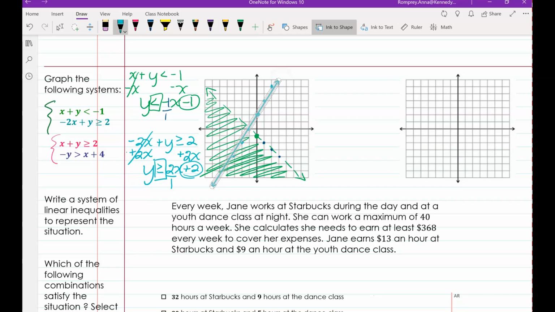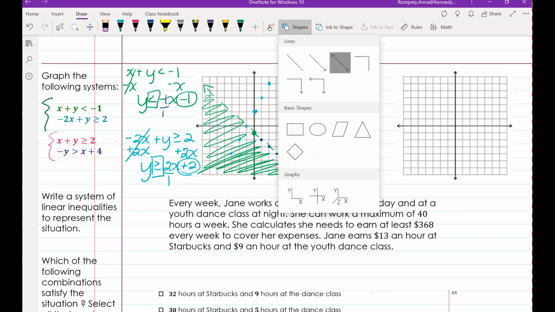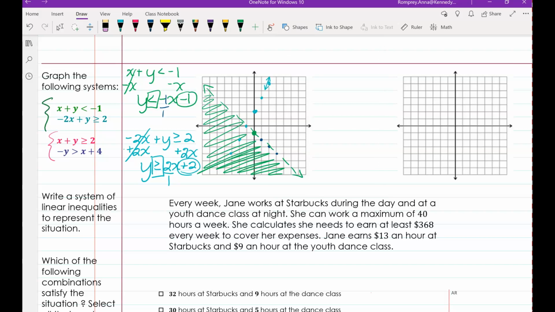Oh, that's off a little bit. Well, let me move it. Okay, I give up. So we're going to assume that that's actually over the points and shade greater than, so shade above the line.